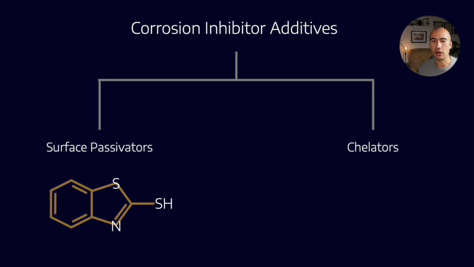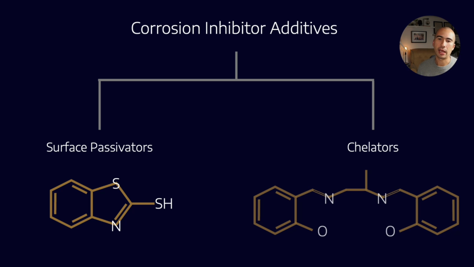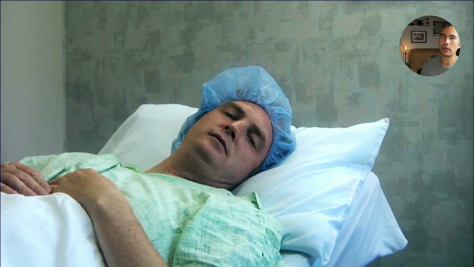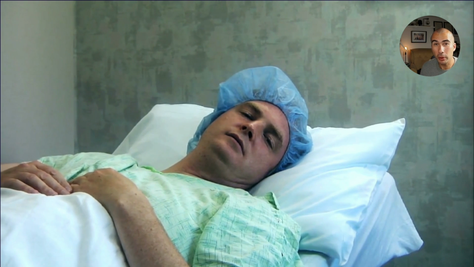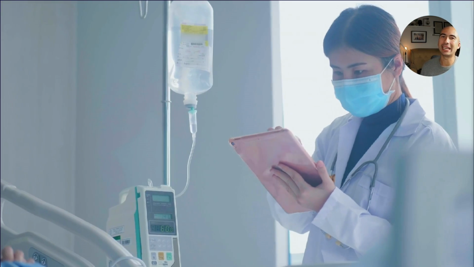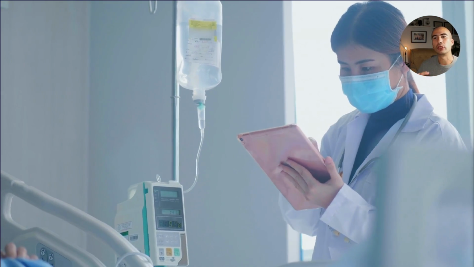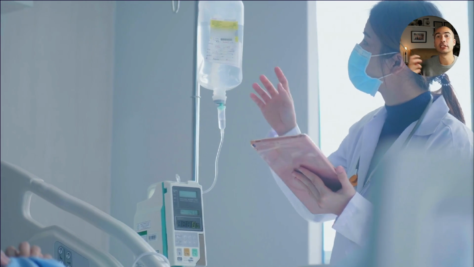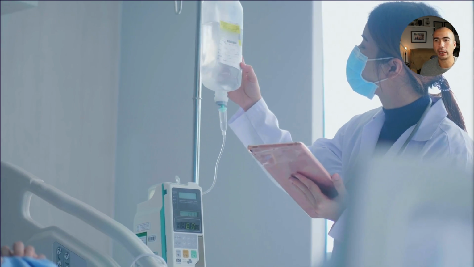There is a second kind, which are called chelators. An example of this, I'm going to butcher the name here, is called disalicylidene diaminopropane. You may already be familiar with the term chelation. Chelation therapy is something that is done when someone has been poisoned, for example. We want to introduce a chelating agent into their blood, which is going to bind with the poison and prevent it from interacting in a negative way.